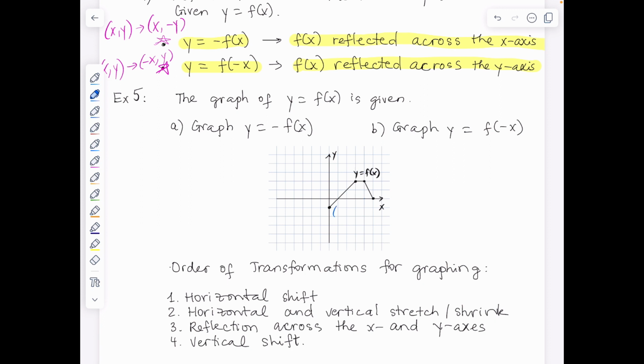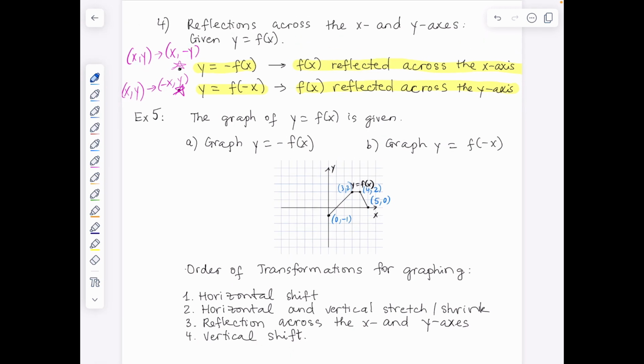This point here is (0, negative 1). This point, this will be (5, 0). This is 4, and this one over here is 3. So not (4, 4), but that would be (4, 2). So let's transform each of them.